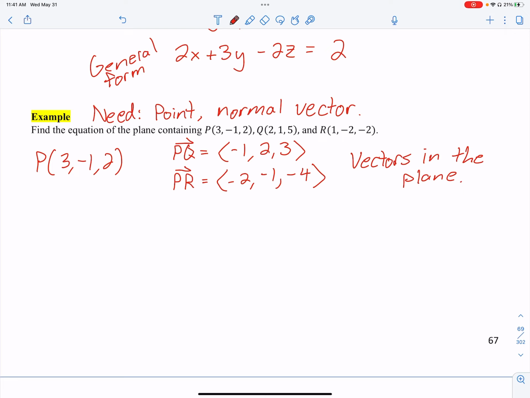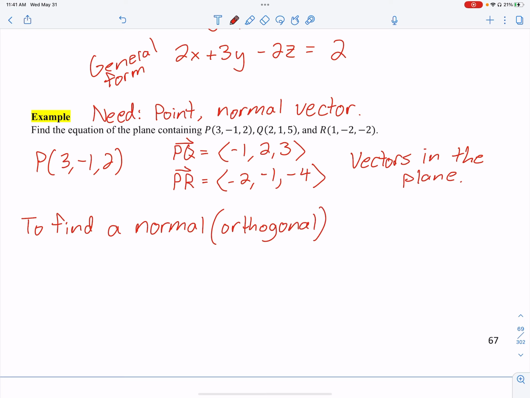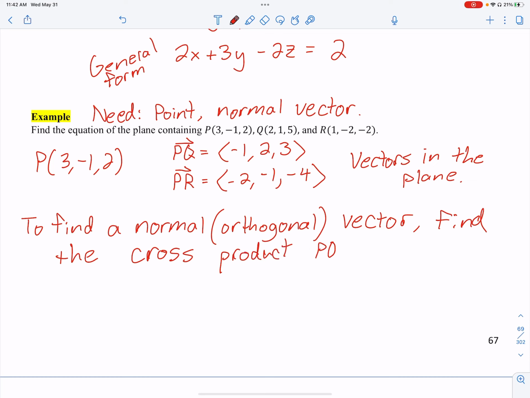All right. To find a normal, I'm going to use the word orthogonal because I hope something in your brain's going off on how to do this. To find an orthogonal vector or normal vector, how do I find a vector that is orthogonal to 2 vectors? Well, find the cross product. PQ crossed with PR. That will give me a normal vector.